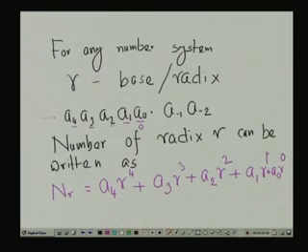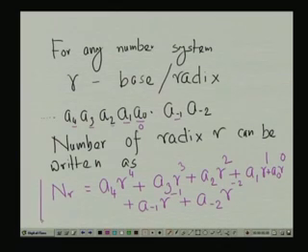This is my integer portion. Now, what will be my fraction after the decimal point? It will be a_(n-1) R to the power minus 1, because the place value is now minus 1, then plus a_(n-2) R to the power minus 2. So, this is my general representation of a number system.